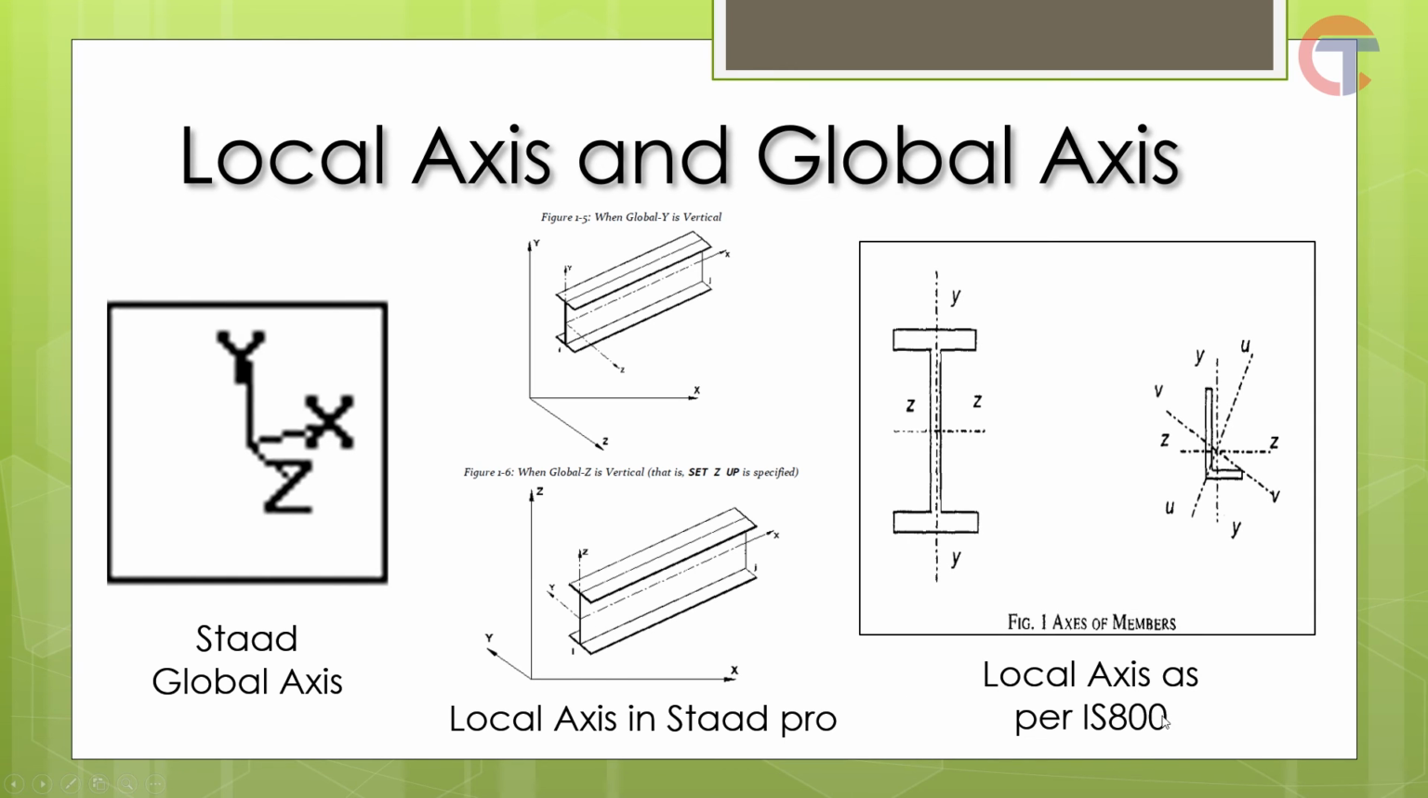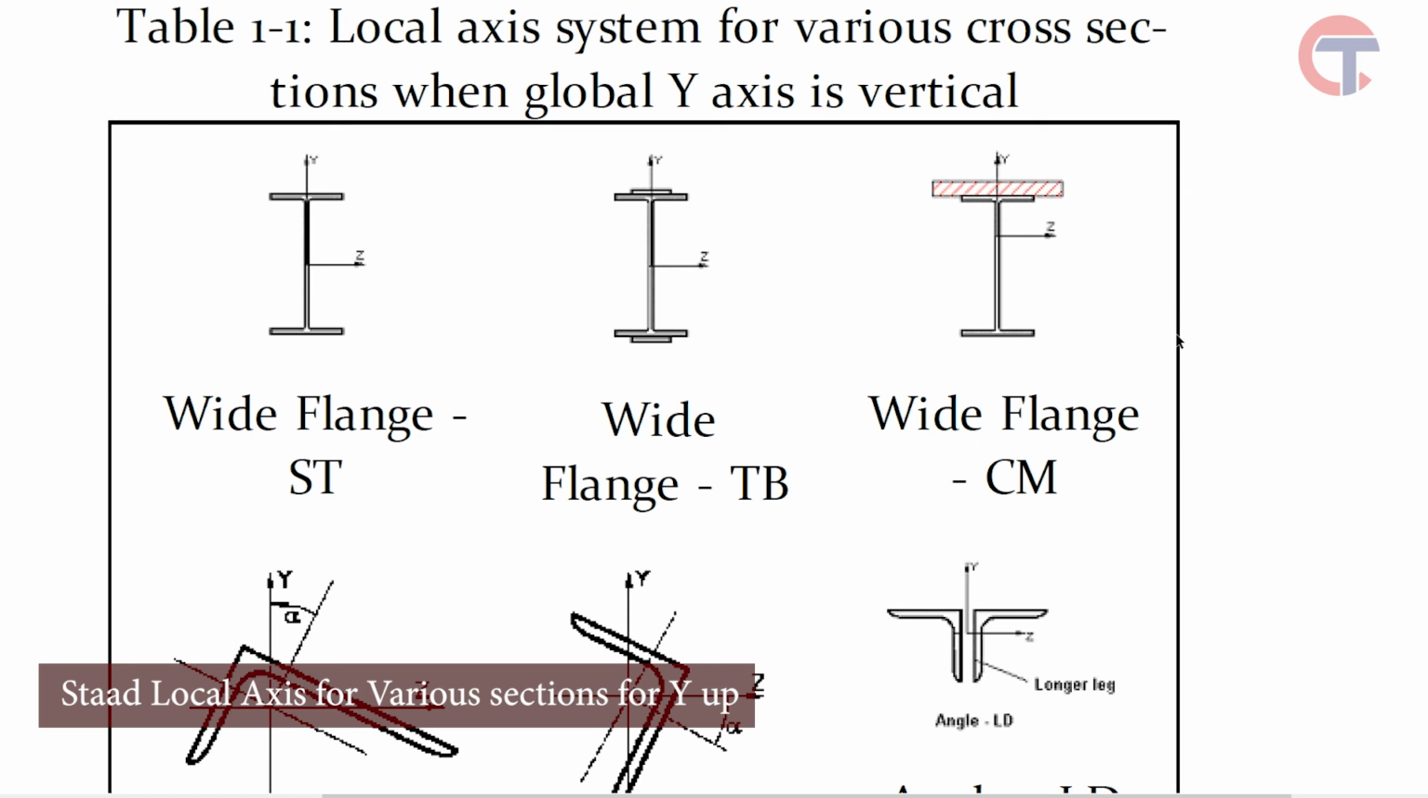And as per our IS code, X axis will be along the axis of the member, Y axis will be major axis, and Z axis will be minor axis. So you can see, when we keep Y up, the local axis representation of IS 800 and STAAD Pro are the same. So I recommend to keep Y up only, and by default in STAAD Pro the Y will be up, but you can make Z up in the STAAD Pro, but it is not required. So this is all about the local axis and global axis.